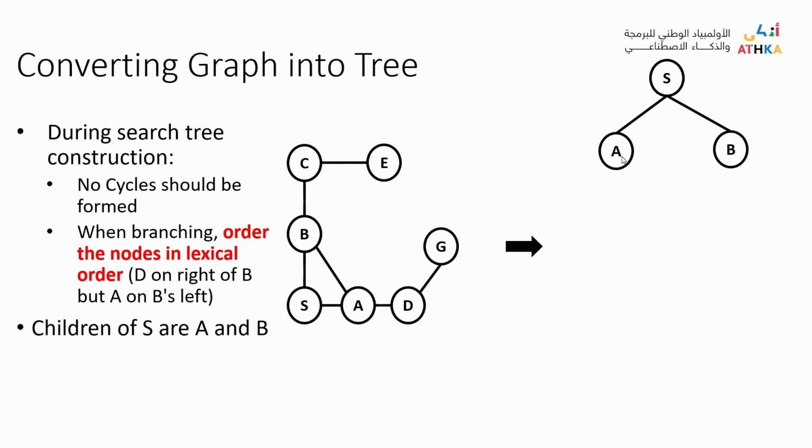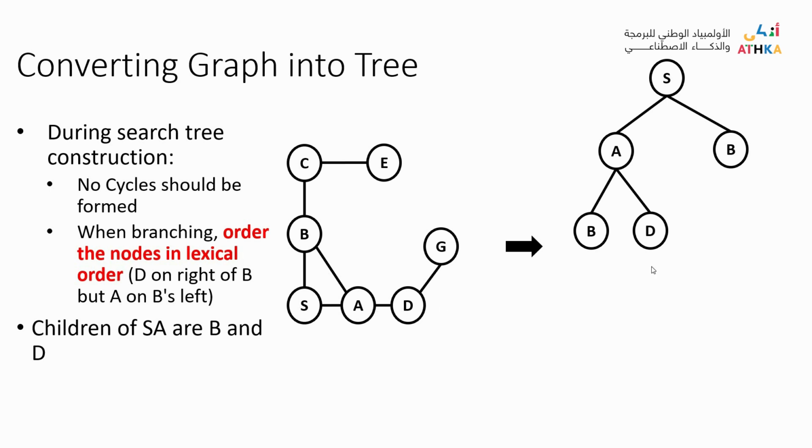So we go from S to A and we're going to explore A. When we go from S to A, notice I only have two paths that I can actually choose. Since I came from S to A, I'm not going to go back on the same path. I have to move forward, so I only have two choices. I can either go to B or I can go to D. And using the lexical order, B is going to go on the left and D is going to go on the right.